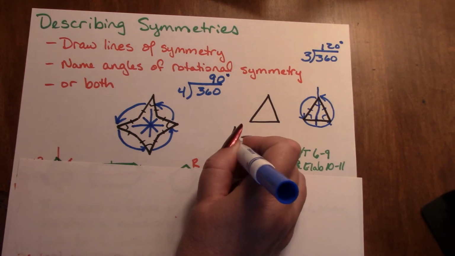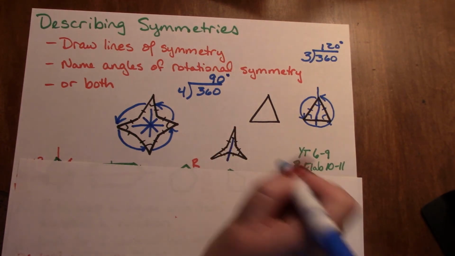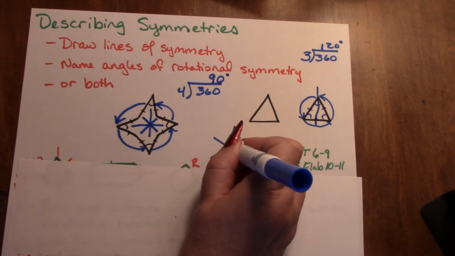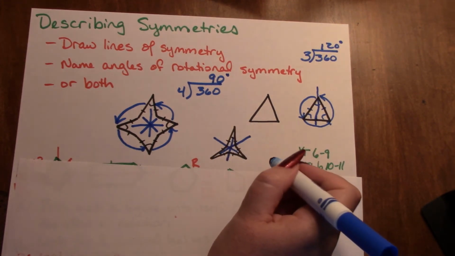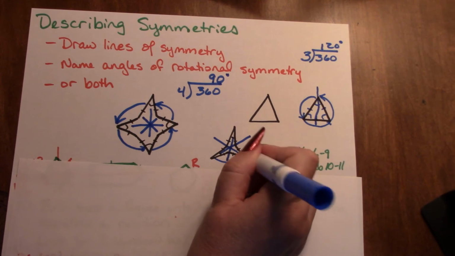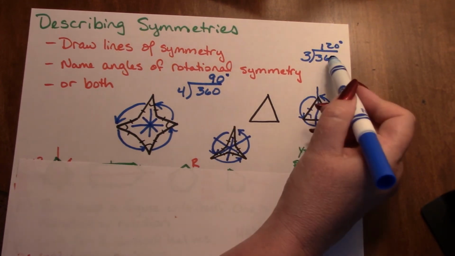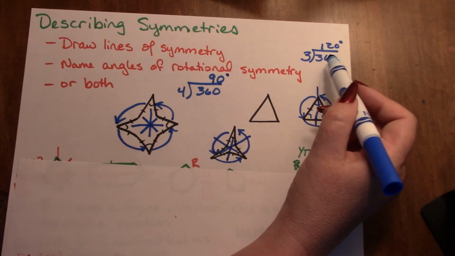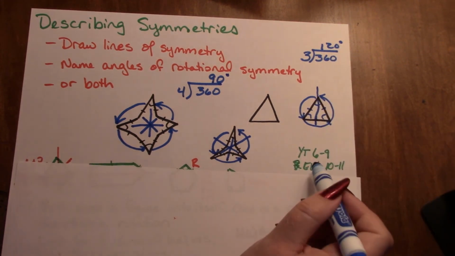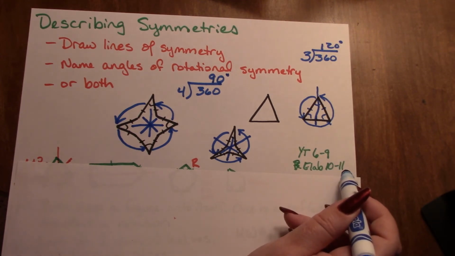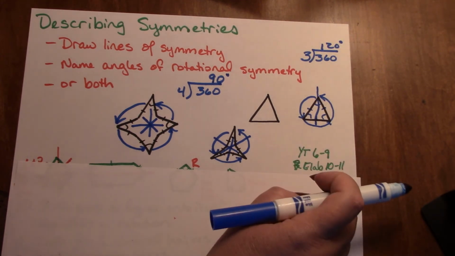Then we want to check out this shape. This shape has line symmetry that way, and line symmetry that way, and line symmetry that way. And it has rotational symmetry 3 times. And we remember here 3 is 120 degrees. So we're going to try your turn, numbers 6 through 9, and elaborate numbers 10 and 11. Pause here and come back when you're done.